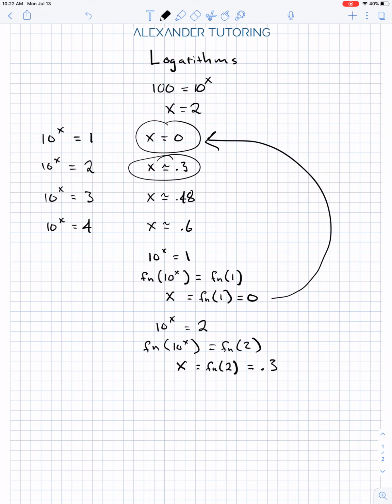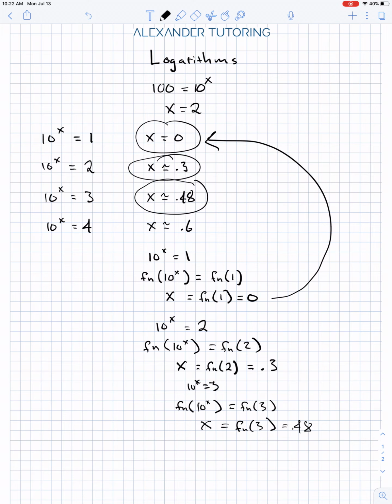Okay, so going to the other one, 10 to the x equals 3. We apply our unknown function to both sides. And again, a 10 to the x goes in, and x comes out. We're just making it do that because we're crazy. And x is equal to f of 3. When a 3 goes in, we already figured out what x is. 0.48 comes out.